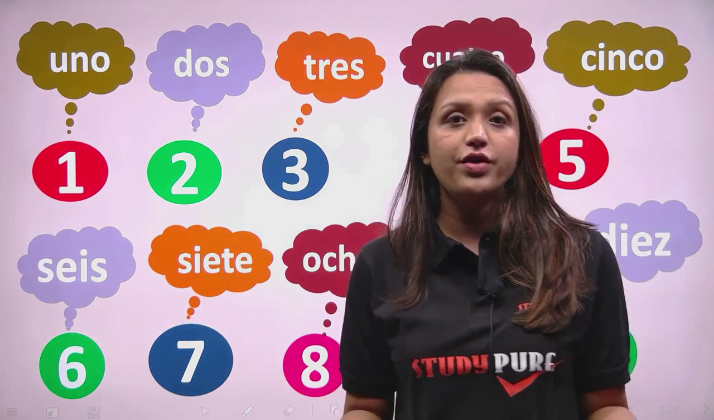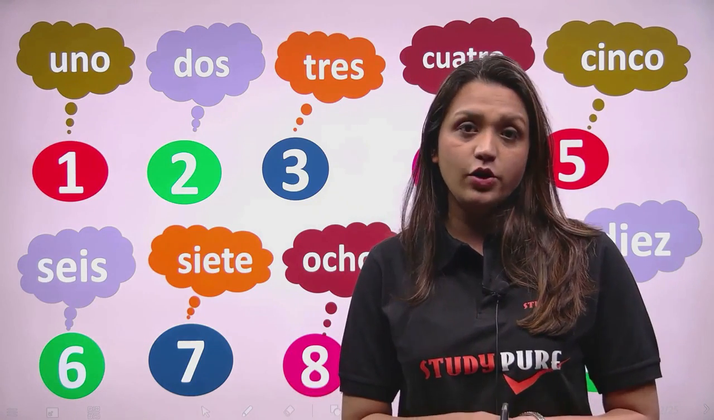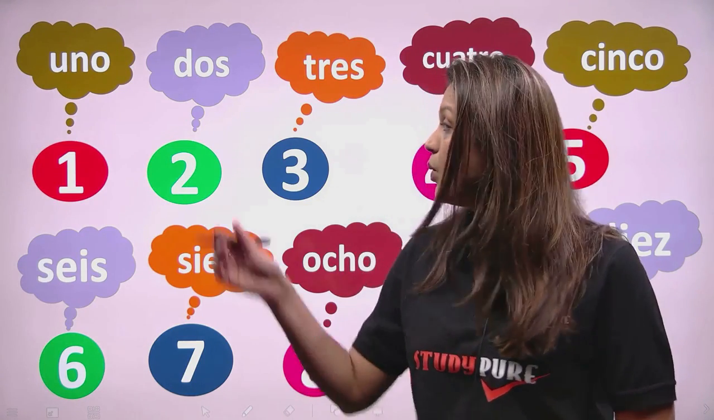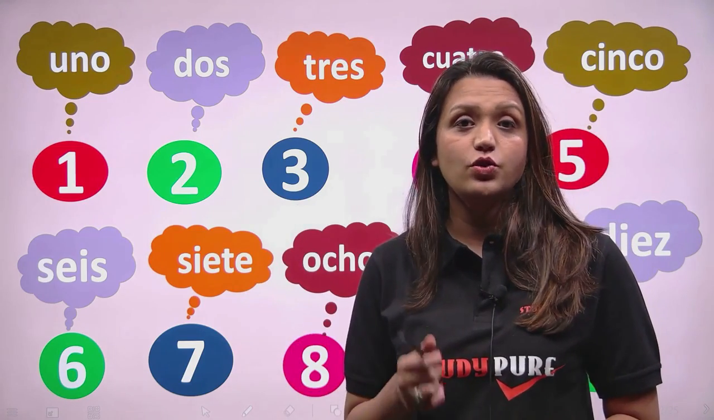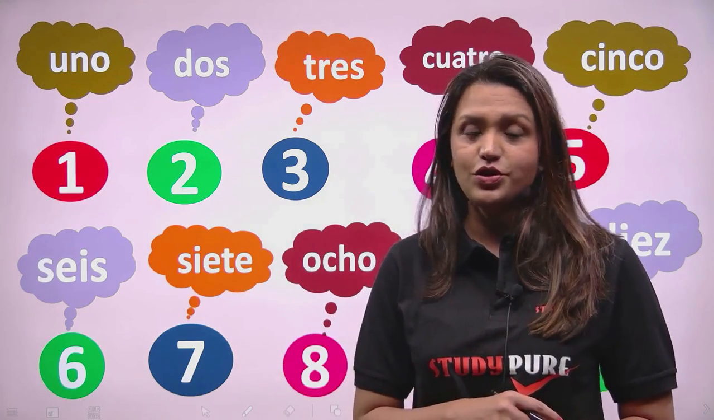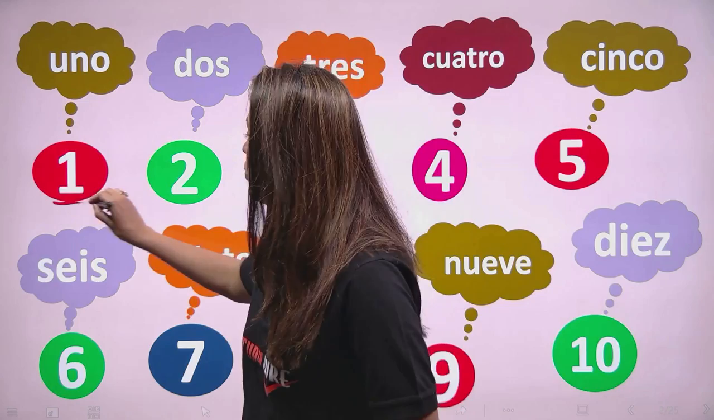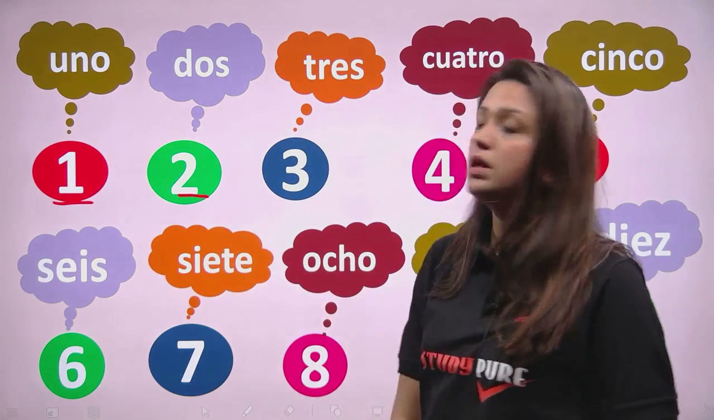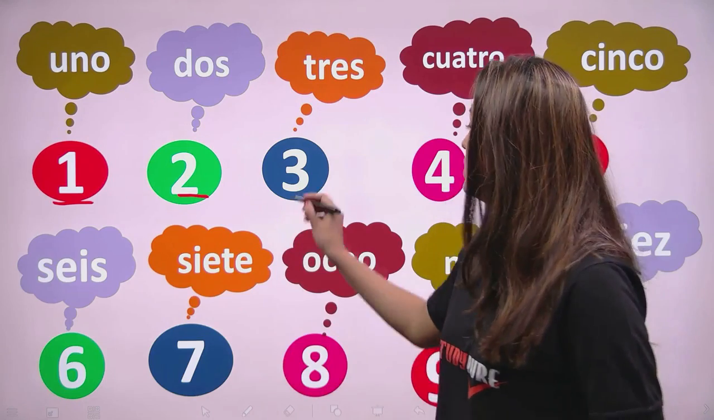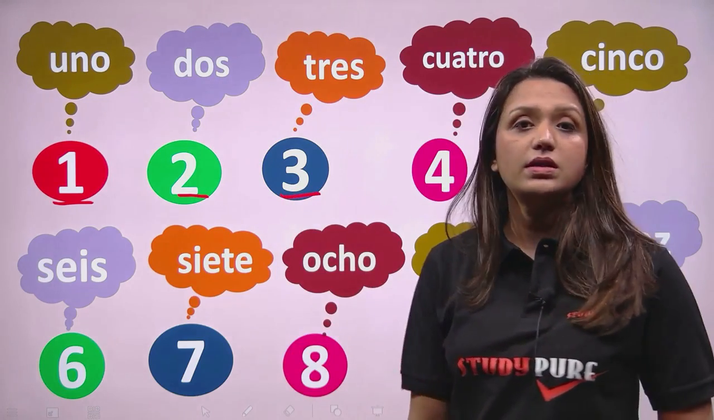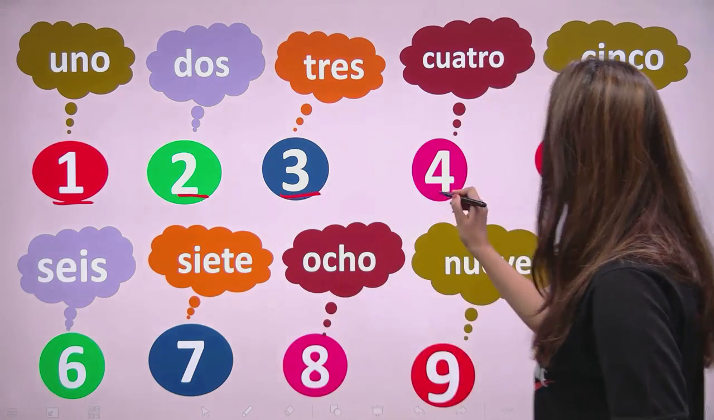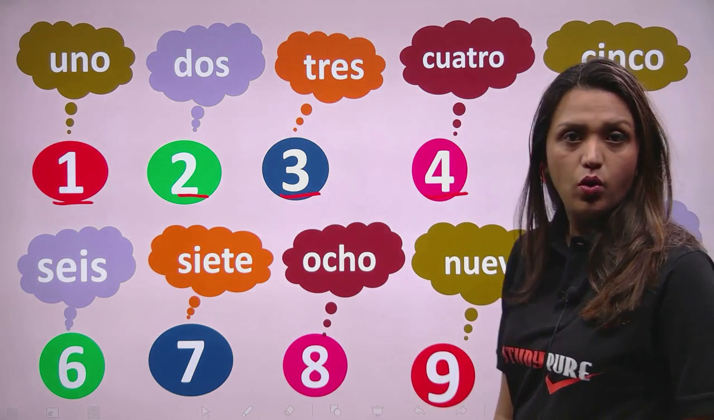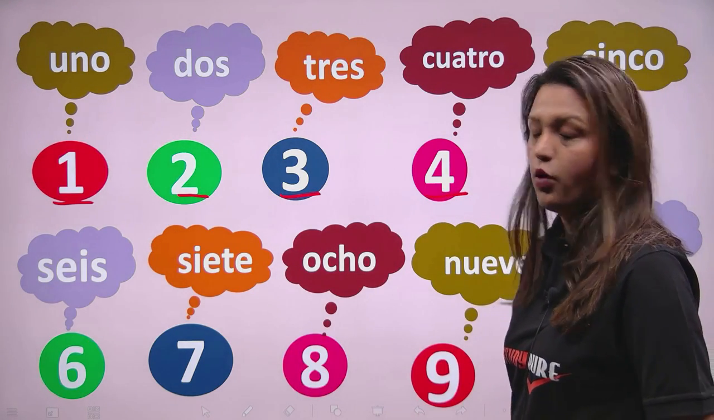Okay, if you're all Ricky Martin fans, you would already know how to say number 1, 2 and 3 thanks to his Uno, Dos, Tres song in Spanish. So that's Uno, which is number 1. Then we have dos, number 2. Tres is 3. This is cuatro, number 4.